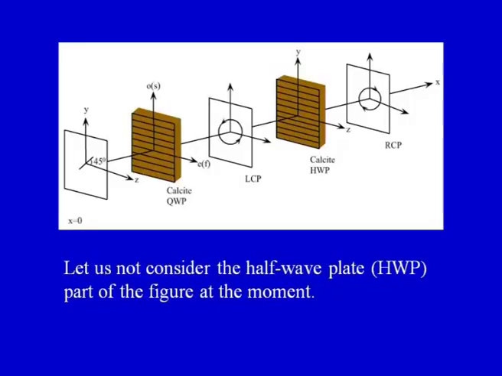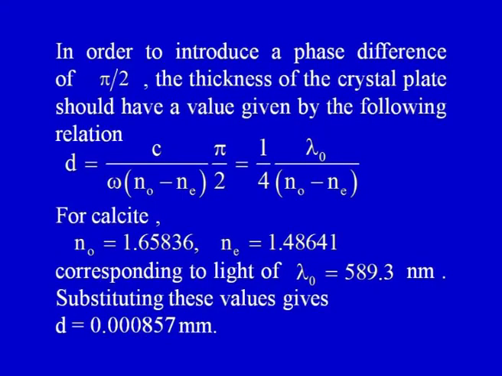The passage through the quarter wave plate makes the initially plane polarized light with equal amplitudes circularly polarized. The quarter wave plate introduces a phase difference of pi by 2, or quarter vibration. The result is we get a left circularly polarized light. In order to introduce a phase difference of pi by 2, the thickness of the crystal plate should have a value given by the following relation. d is equal to c upon omega into n o minus n e times pi by 2, which is equal to lambda naught by 4 divided by n o minus n e.